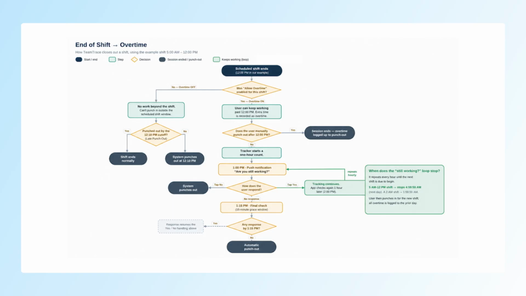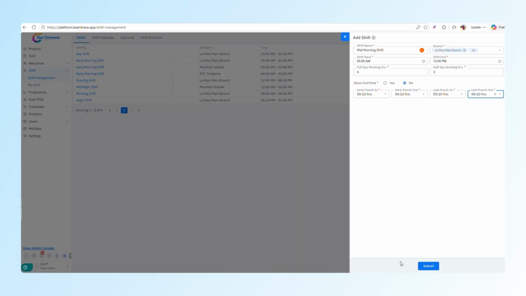For our 5 a.m. to 12 p.m. shift, it stops at 4:59 a.m. the next day, at which point the user must manually punch in again for their new shift, and all the overtime is recorded against the previous day. If the next shift instead started at 2 a.m., the loop would stop at 1:59 a.m. One more thing to keep in mind: certain events will punch a user out on their own, independently of everything above.